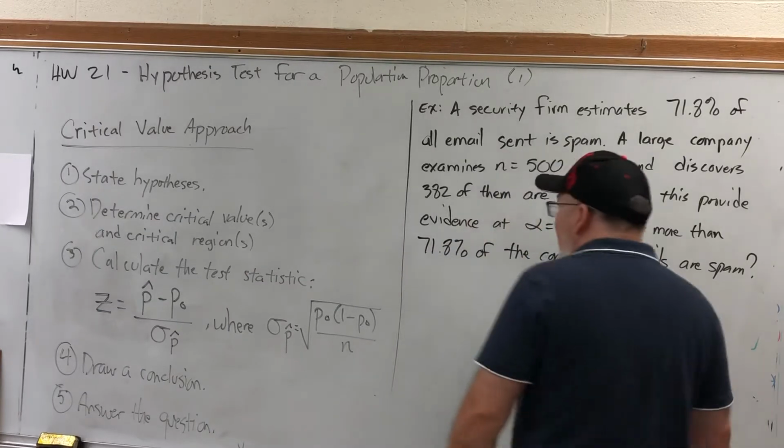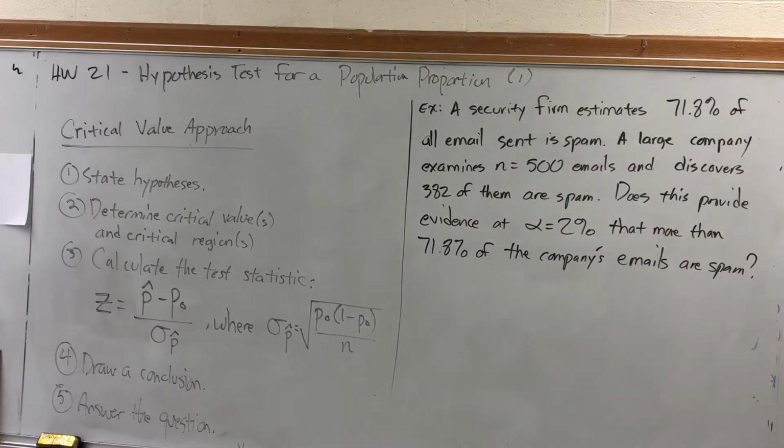Over here, in an obviously darker font color, because I changed markers, we have an example. A security firm estimates 71.8% of all emails sent is spam. A large company examines n equals 500 emails and discovers 382 of them are spam. Does this provide evidence at alpha equals 2% that more than 71.8% of the company's emails are spam?